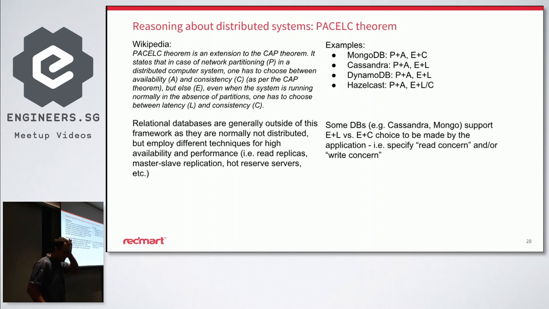So there is an extension to CAP theorem, which also takes into account what happens if there is no partitioning. And basically it says, in case of network partition, you have availability or consistency. Else, you can choose between latency or consistency. All right. So basically, that means that in presence of partition, you can have either availability or consistency. Without it, you can favor consistency or latency. Like Elasticsearch. To some extent, yes.